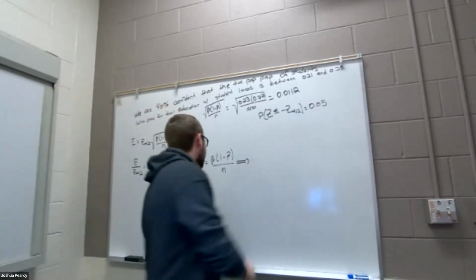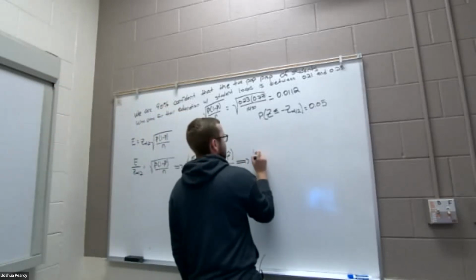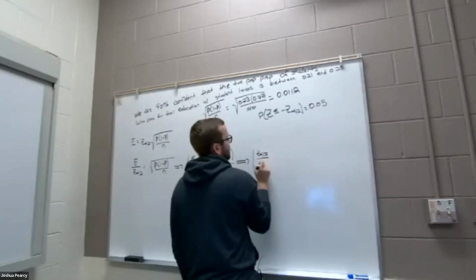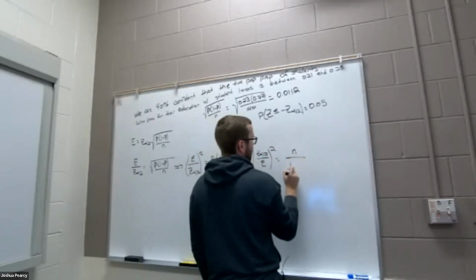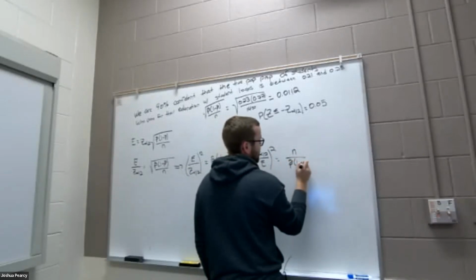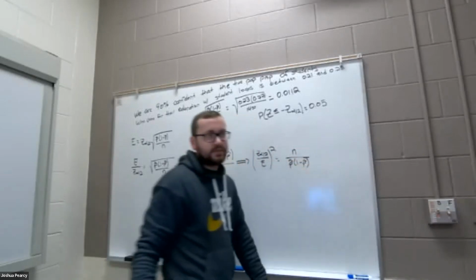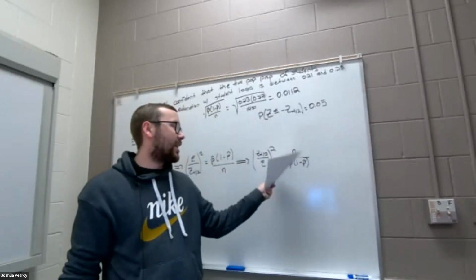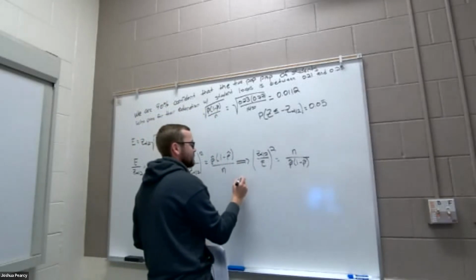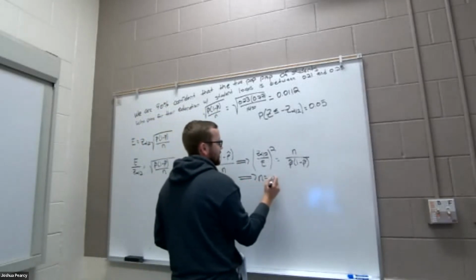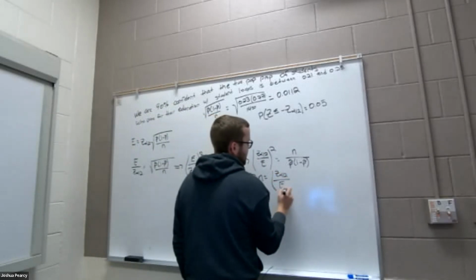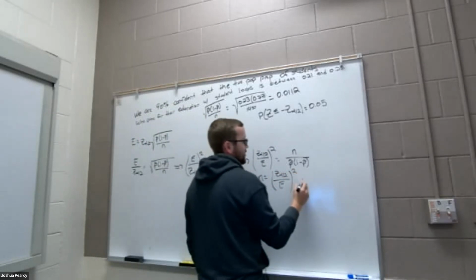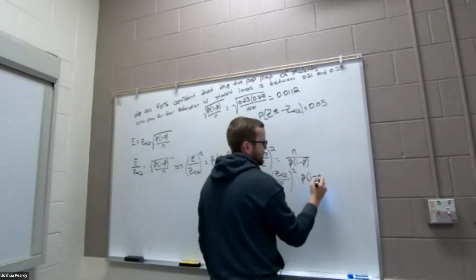Yeah, flip both sides. So if you do that, you get Z alpha over 2 divided by E, squared, is equal to n divided by p hat times 1 minus p hat. And now you can see why I flip both sides, because you can just multiply by p hat times 1 minus p hat on both sides. That'll give you that n is equal to Z alpha over 2 divided by E, that quantity squared, times p hat times 1 minus p hat.